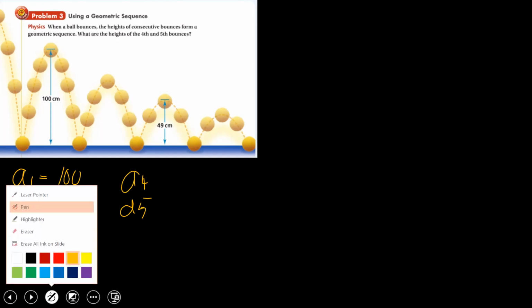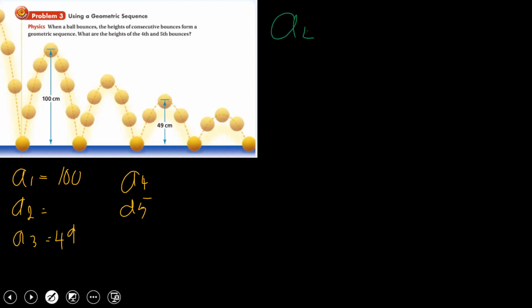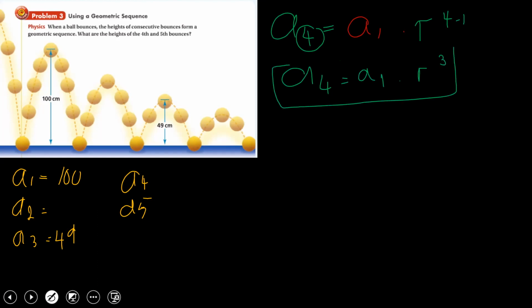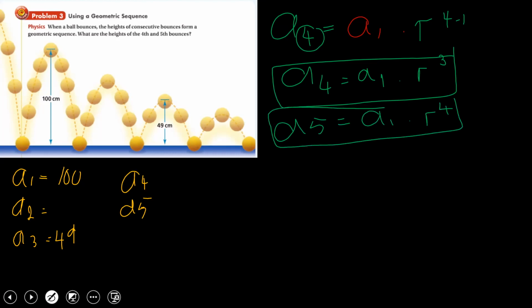Now, if I want to find a sub 4, what did we say? It is a sub 1 times r raised to the power 4 minus 1. So a sub 4 is a sub 1 times r cubed. And a sub 5 is a sub 1 times r raised to the power 5 minus 1, which is 4. So it will be a sub 1 times r raised to the power 4.